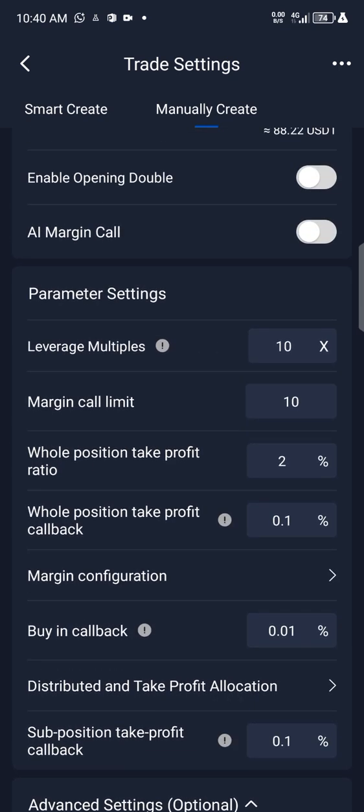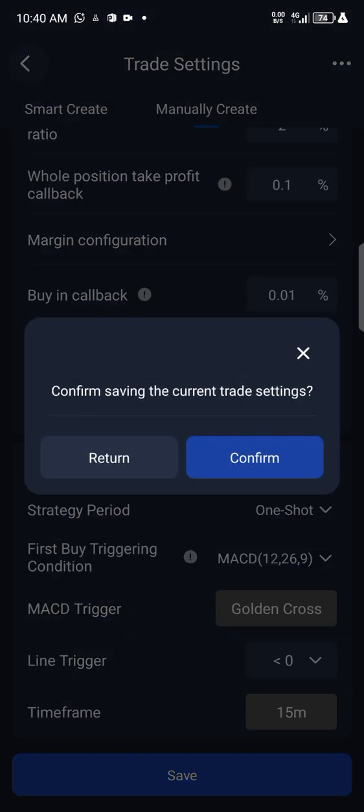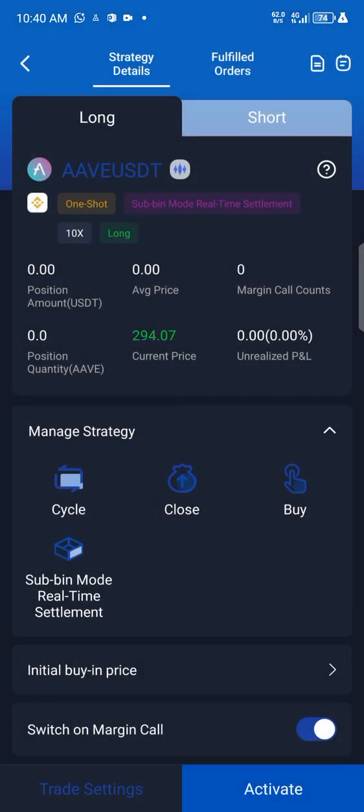So we'll save the settings, then we'll come here and activate our trade. And once we activate the trade, we just have to wait till the golden cross happens, and then we will enter the market. So that is how to set a signal for the golden cross using the MACD and the Dr. Lartey strategy.